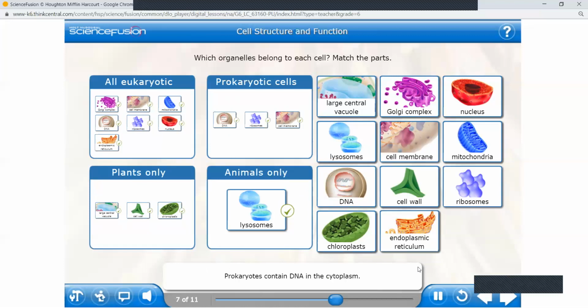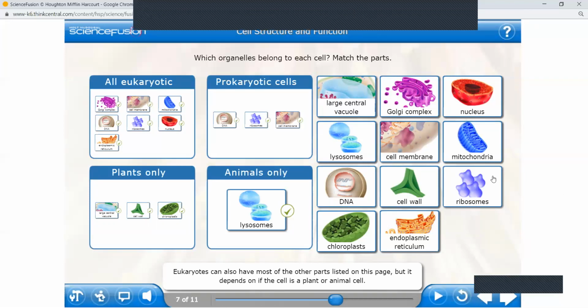Prokaryotes contain DNA in the cytoplasm. They also have a cell membrane and ribosomes. Eukaryotic cells contain DNA in the nucleus. Eukaryotes can also have most of the other parts listed on this page, but it depends on the cell.